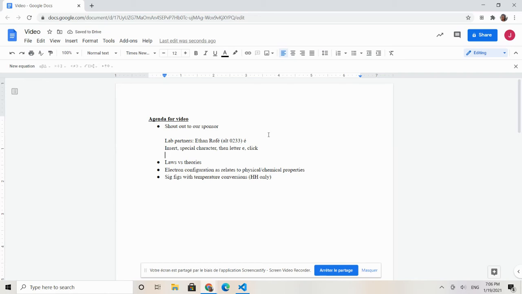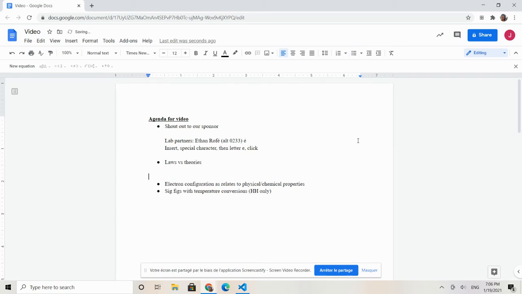All right, now on to chemistry. So the first question I got was about laws versus theories. This wasn't really asking me to answer a specific problem, more just, can you please explain this a little bit further? So I'm going to use an example.